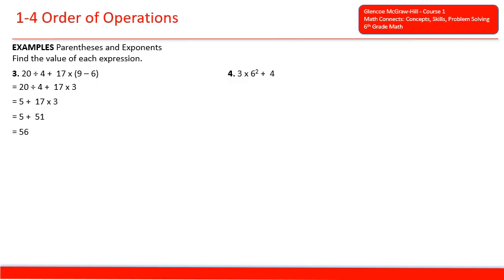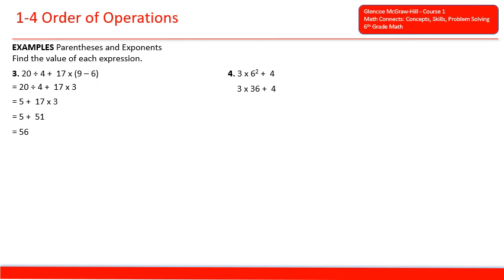So now we have 3 times 6 squared plus 4. And in PEMDAS, P is parentheses. We don't have any parentheses. E is exponents. We do have exponents, so we have to do that one first. So 3 times 6 squared, which is 36, plus 4.